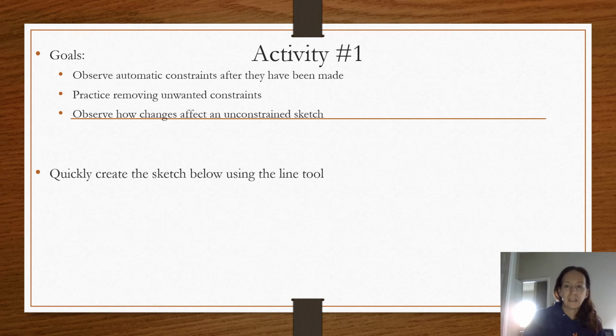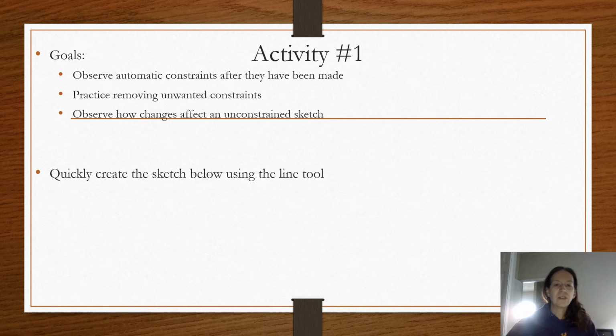If you're not really intentional, sometimes Fusion will put these constraints onto a sketch and then you'll go to dimension something and it'll give you this weird error. It'll say, this will overly constrain the sketch. It's because Fusion has put a constraint on it that you might not even be aware of. And then observe how changes affect an unconstrained sketch. We're going to remove all the constraints except the coincident constraints at the corners of a sketch, and then observe what that means you can do with that sketch in terms of moving it around.